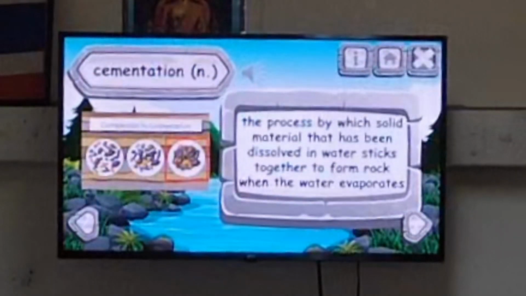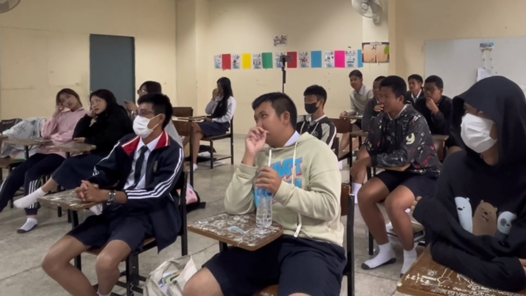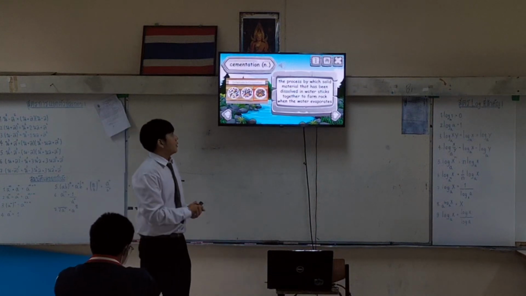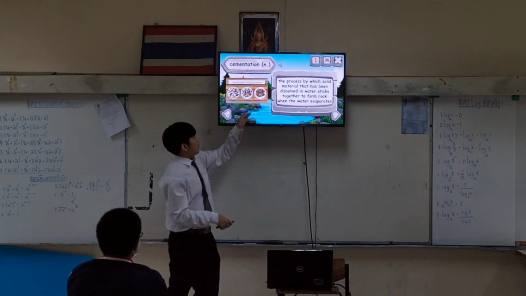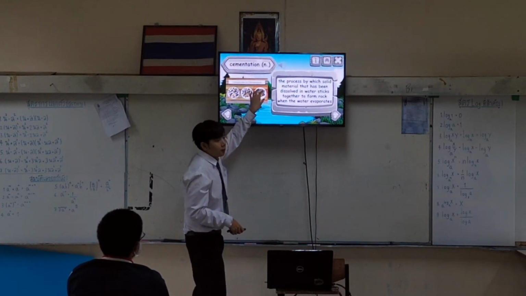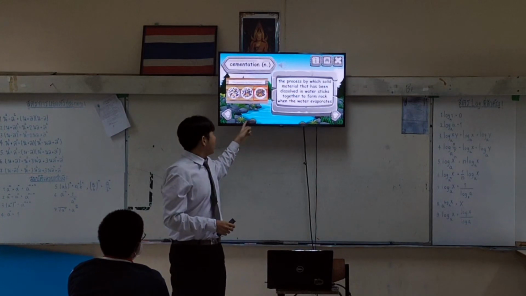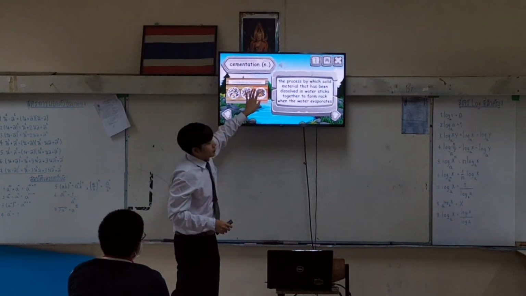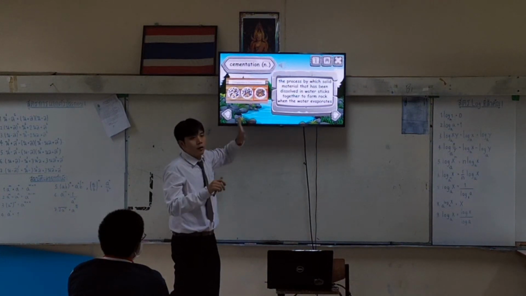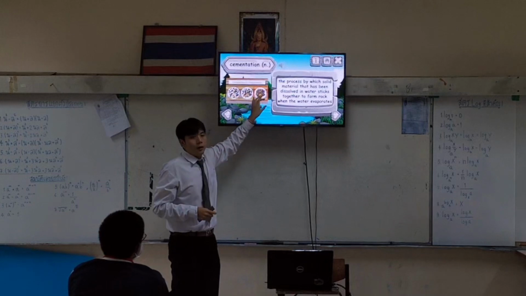Cementation. Cementation. Okay, now your turn. Cementation is the process that materials will form together or gather together. Like you see in the picture, all of the sediments have the water to stick around. And when the water is gone, the minerals will stick in here. We call it cementation.